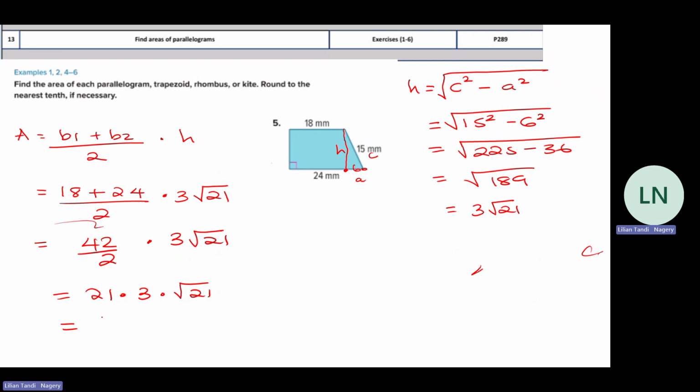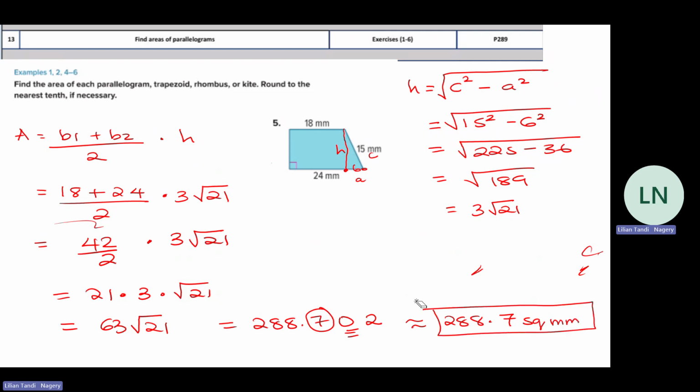That will give me 63 square root of 21. So 63 multiply square root of 21. That will give me 288.7. We want to round to the nearest tenth. We are not adding. Our answer is 288 and 7/10 square millimeters. And you box your answer. Okay.